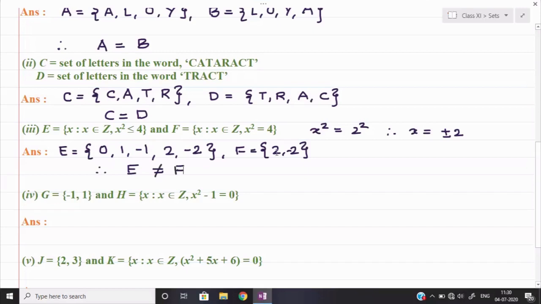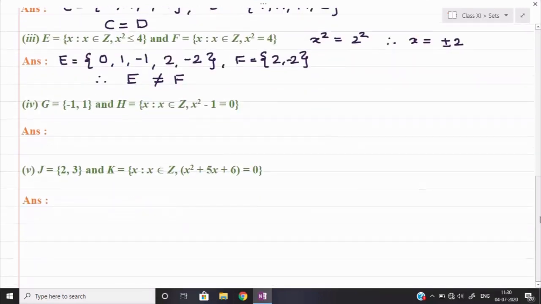Okay, now let us see part number 4. In part number 4, G is clearly given as {-1, 1}. So we need to find the set H. The equation given to us is x square minus 1 is equal to 0. So if I send minus 1 to that side, it will be x square equals 1, or I can say that the value of x is equal to plus minus 1, right? So plus 1 and minus 1 both are integers, and we have been given that x should be an integer.